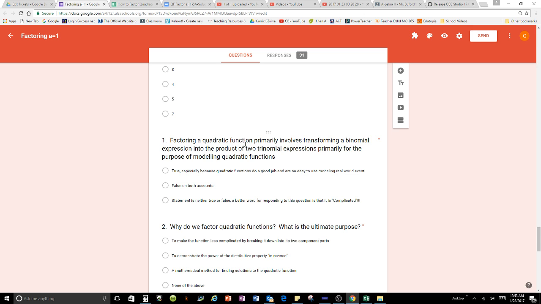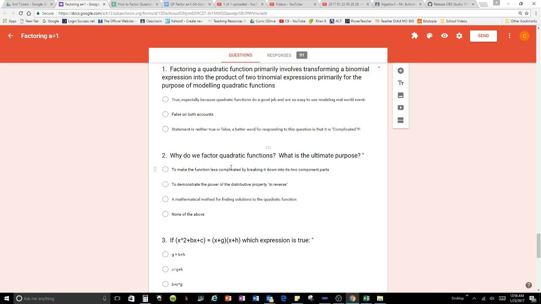A quadratic function is a trinomial that we're trying to break down into the product of two binomials. So this statement basically starts off saying everything backwards. So the true answer for this is false on both accounts. Alrighty, let's go on to number 2.